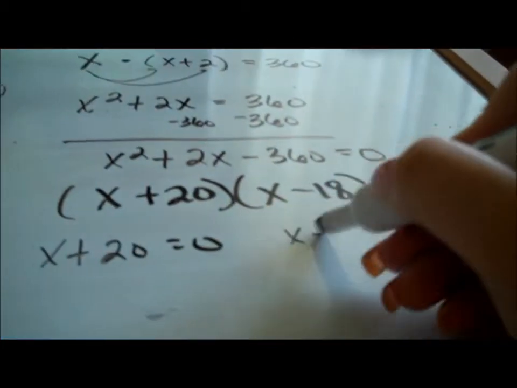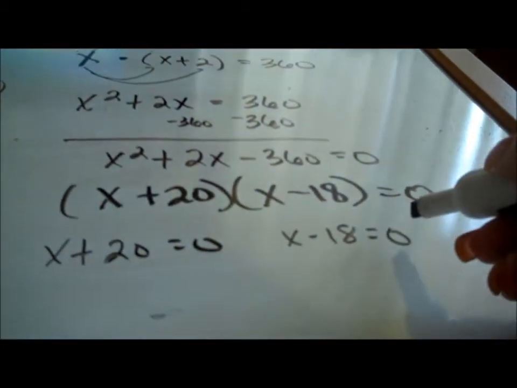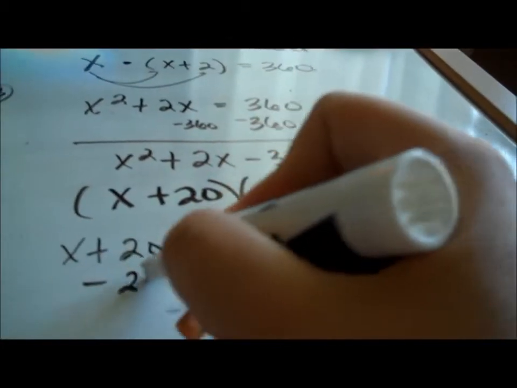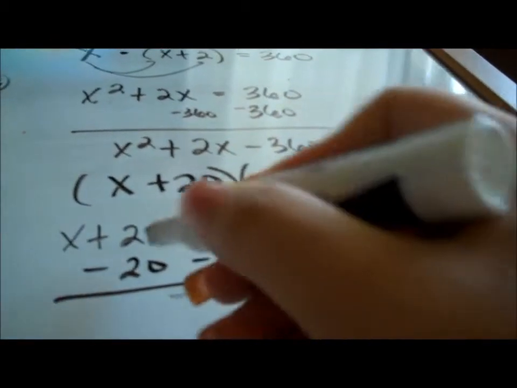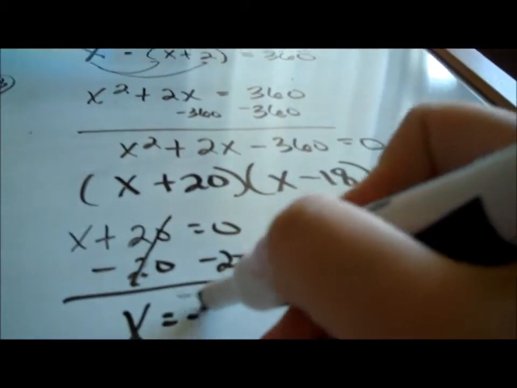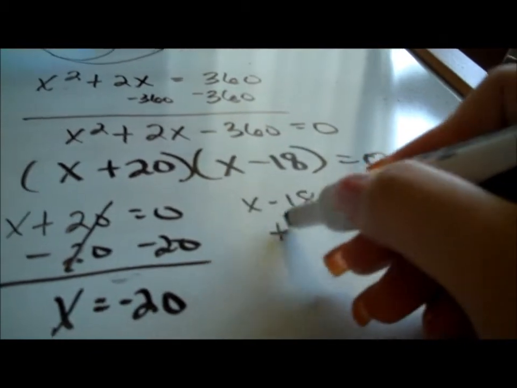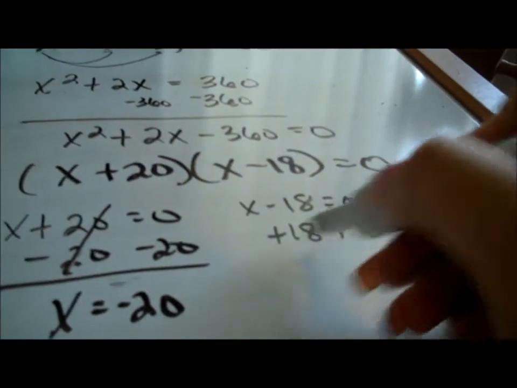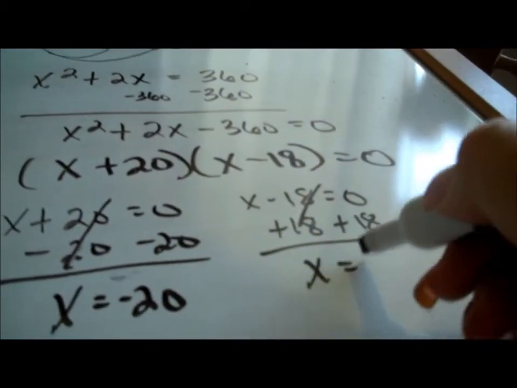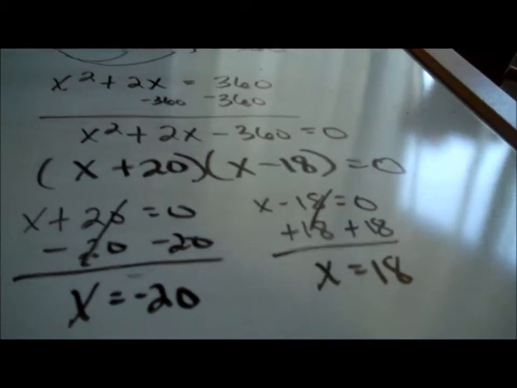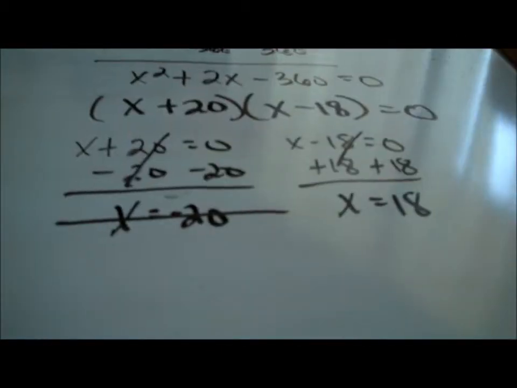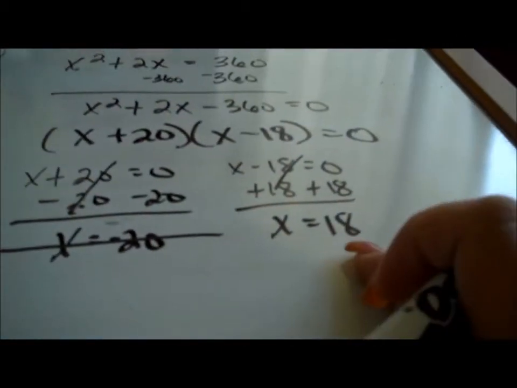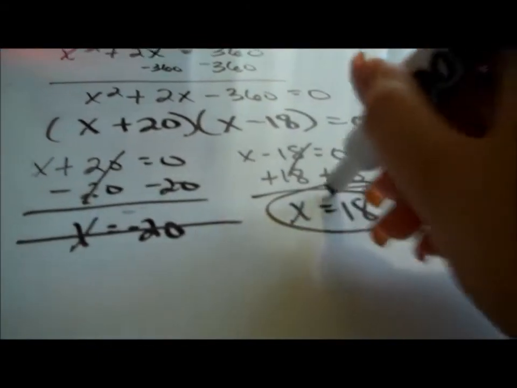So I need to set each of these equal to 0 and solve for x. So I'm going to subtract 20 on both sides. So I get x equals a negative 20, add 18 on this one, and x equals a positive 18. Again, we don't want negative values, we only want positive values, so I'm going to use this.